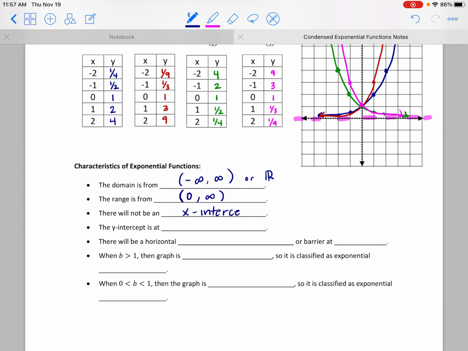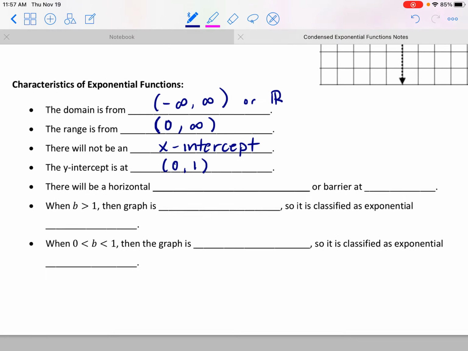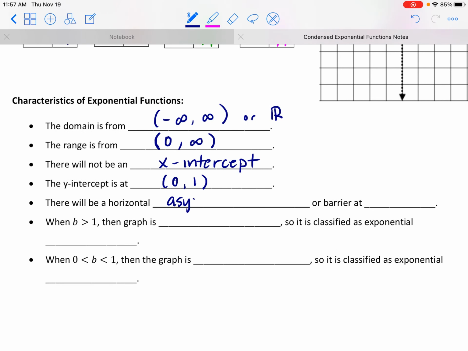And because anything raised to the power of 0 was 1, every time we put a 0 in for x, we got 1 for a y value. Every single one of these graphs crossed the y-axis at (0, 1). They all had a y-intercept at (0, 1). And then all of these graphs had a horizontal asymptote, or barrier, at the x-axis, which is where y is equal to 0, at the equation y equals 0.